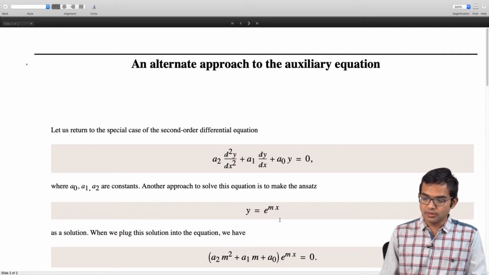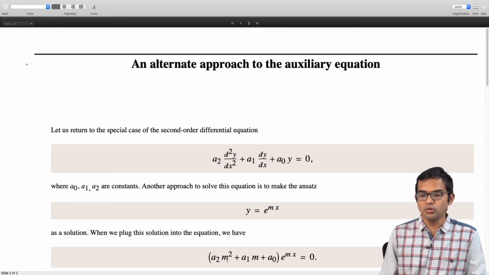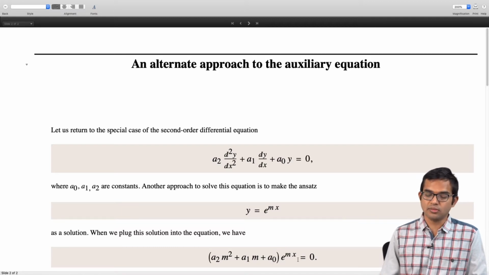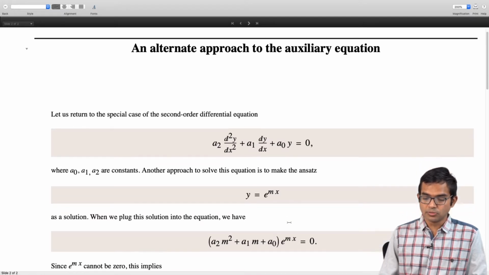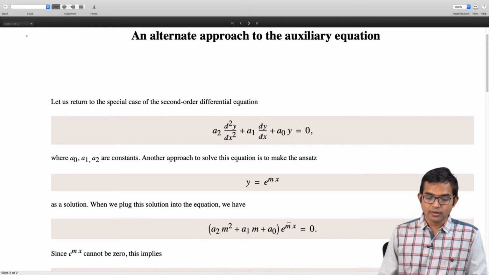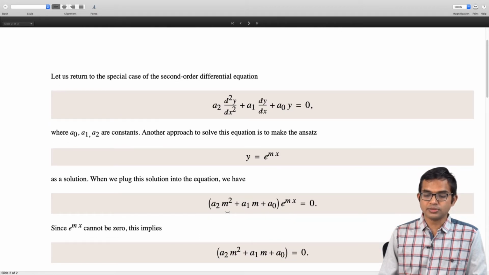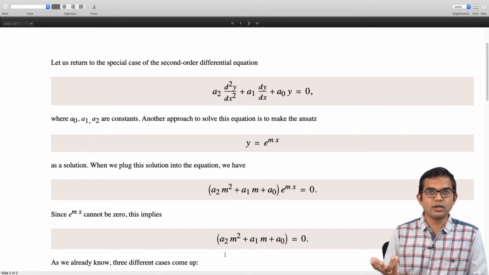So when you plug this into the differential equation, you get an algebraic equation of this kind. You get a2 m squared plus a1 m plus a naught times e to the mx. The e to the mx doesn't matter, because this must hold for every value of x. So basically we are interested in finding m such that a2 m squared plus a1 m plus a naught must be equal to 0. This is nothing but the auxiliary equation. It is a quadratic equation involving these coefficients, and that's how the auxiliary equation comes up.